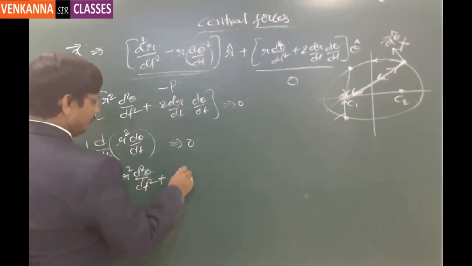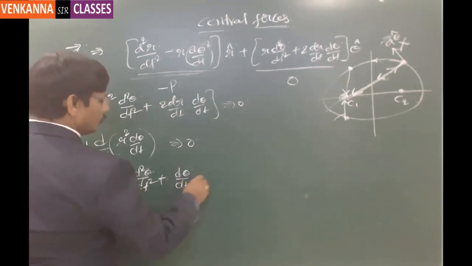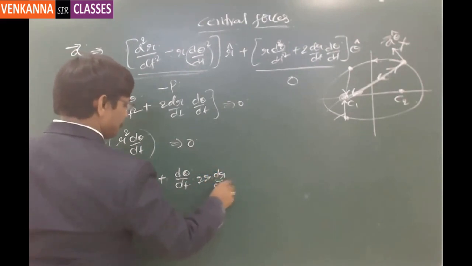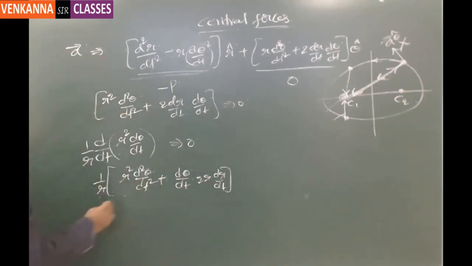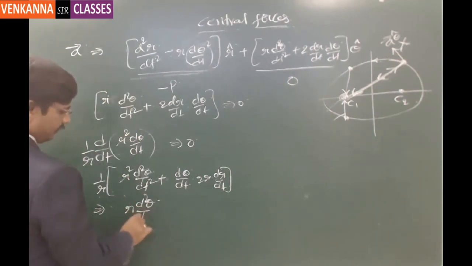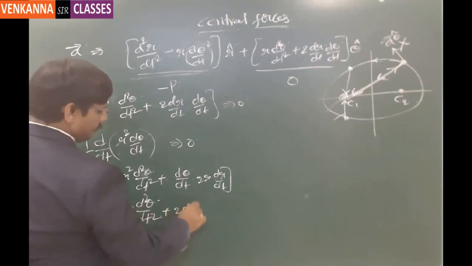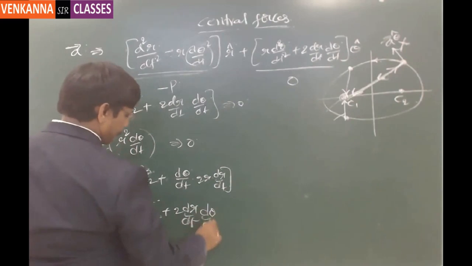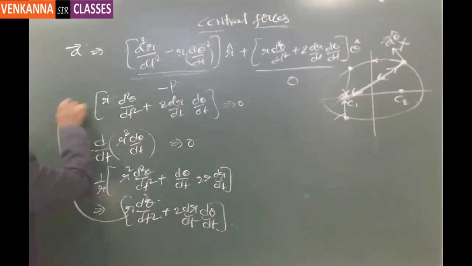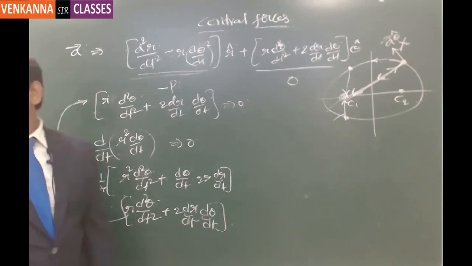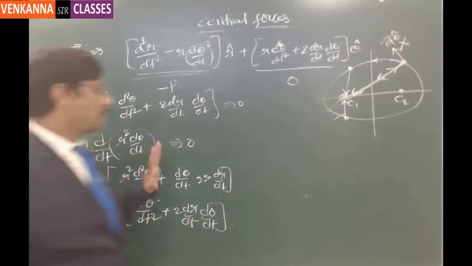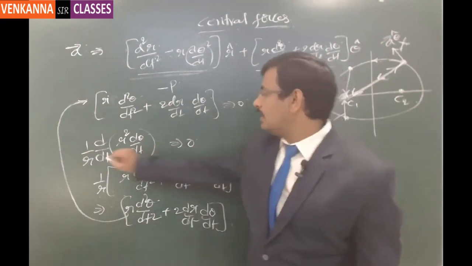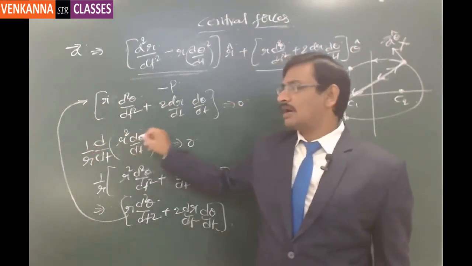plus d theta by dt into 2r into dr by dt. Now if I take this 1 by r inside, this is r into d square theta by dt square plus 2 times dr by dt into d theta by dt. Now if you notice, this is exactly the transverse component of acceleration. This transverse component of acceleration can be expressed in a different manner, 1 by r times d by dt of r square d theta by dt.